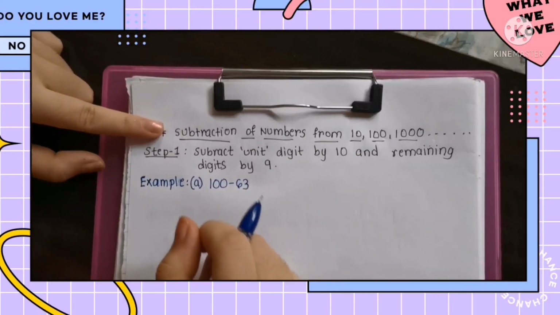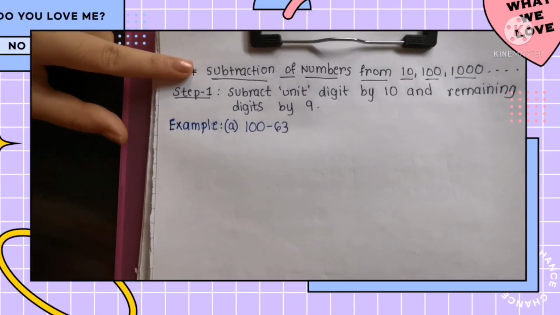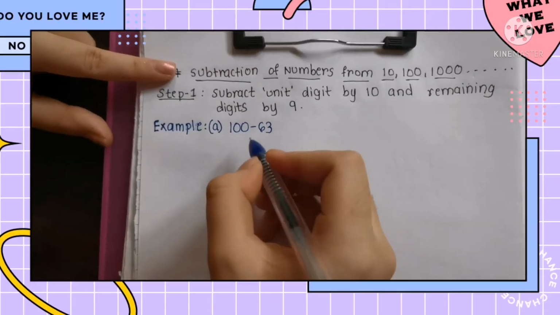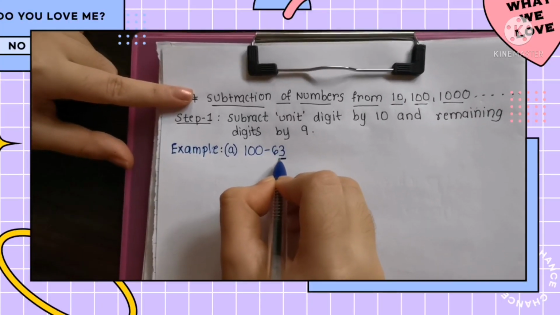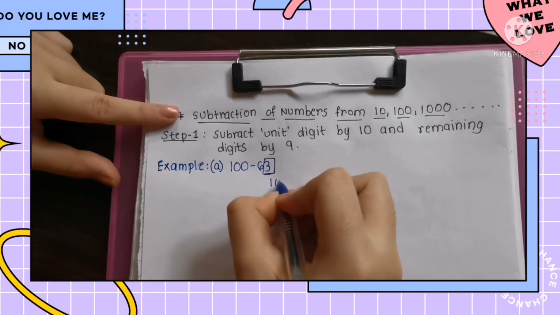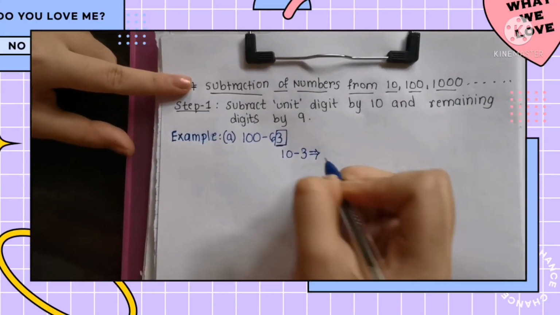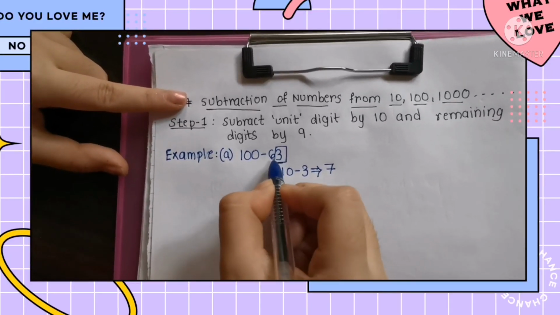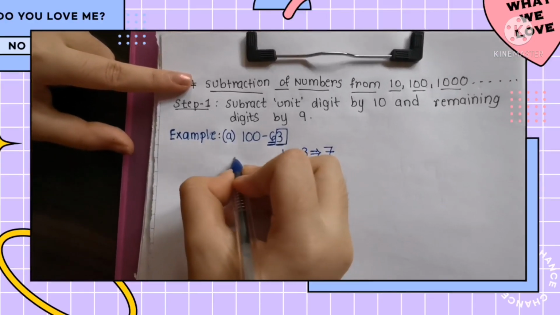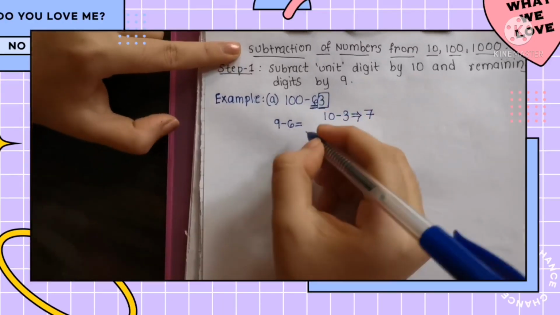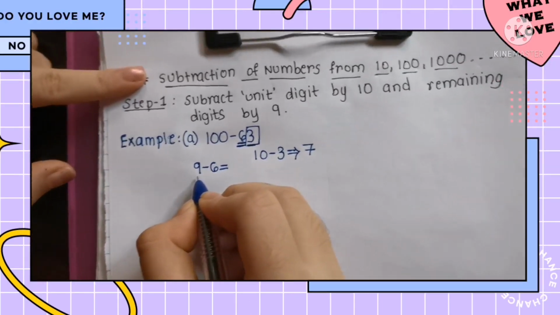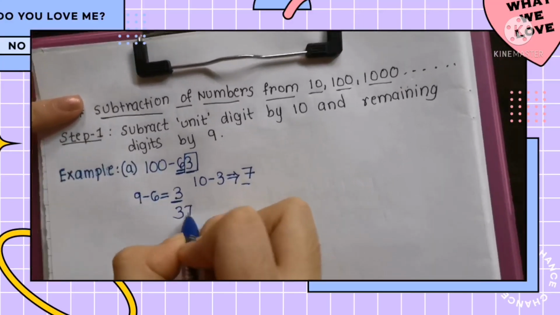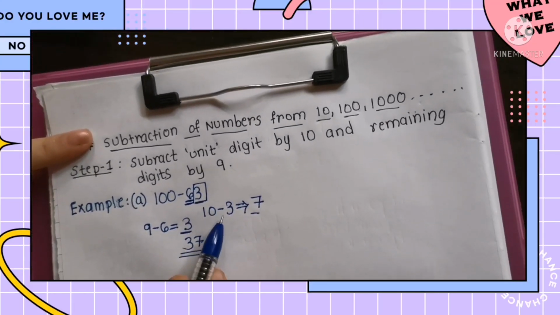So let's take an example. Our first example is 100 minus 63. As we saw in our first step, we have to subtract our units digit from 10, that is 3. So we subtract 3 from 10, that is 7. And the remaining digits we have to subtract from 9. So now we subtract 9 minus 6, which is 3, then 7, 37. So 100 minus 63 is 37.